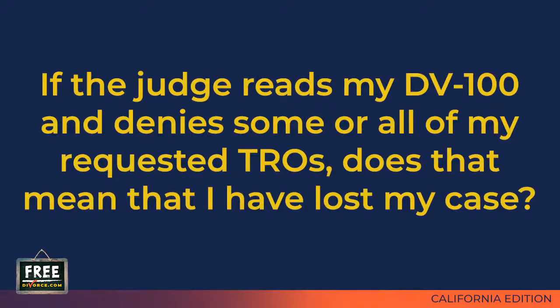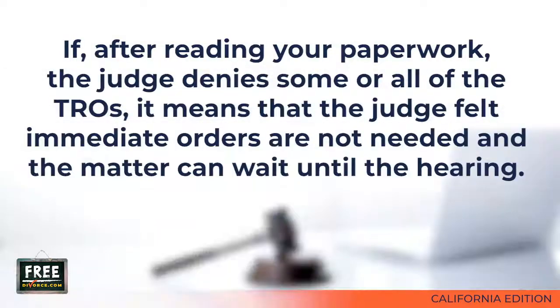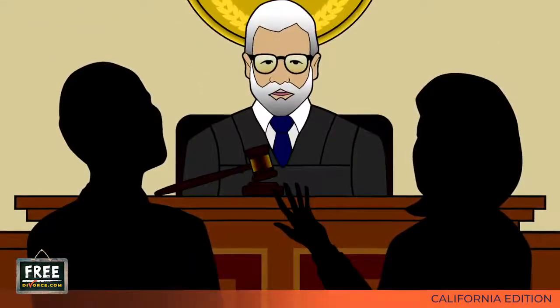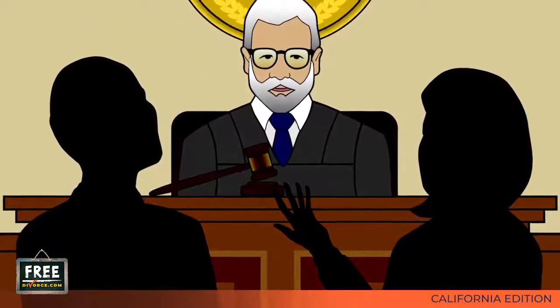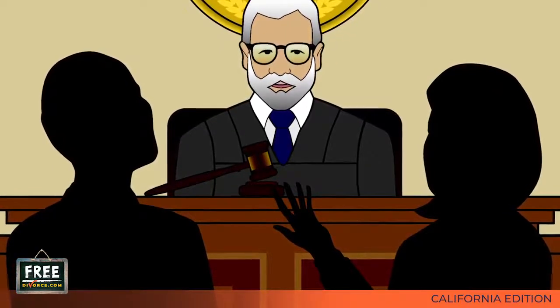If the judge reads my DV-100 and denies some or all of my requested TROs, does that mean that I've lost my case? No. If the judge denies some or all of your requested TROs, this does not mean you have lost your request for those restraining orders. It simply means the judge did not feel it was necessary to issue those restraining orders on an immediate basis. The judge felt the situation wasn't an emergency and matters can wait until the time of the hearing. At the time of the hearing, the judge, after hearing from both parties, may decide to grant all of the restraining orders you requested.